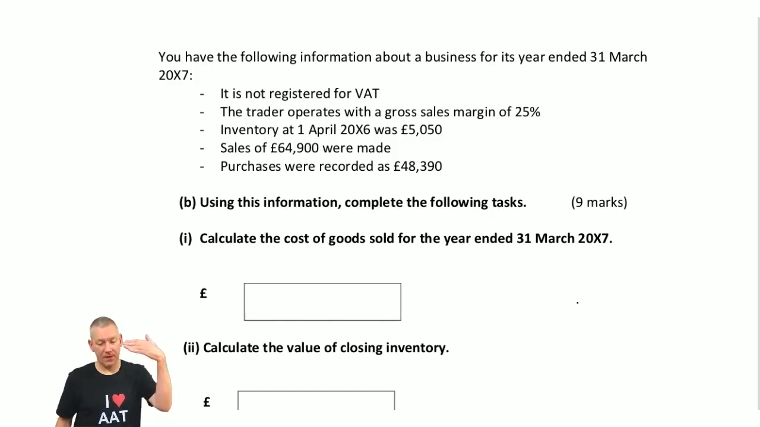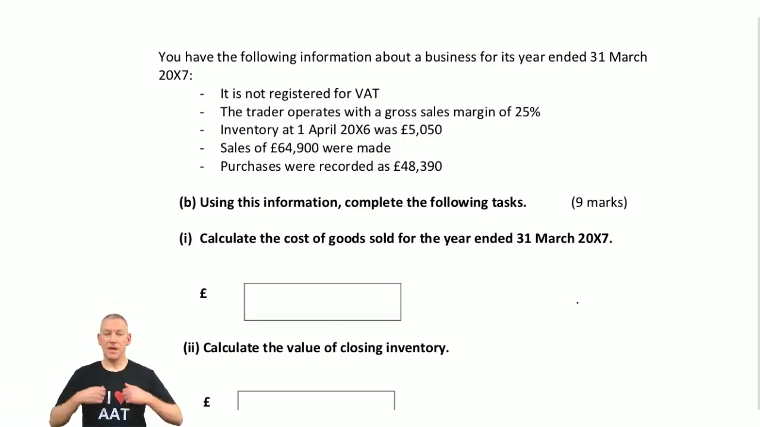Then we've got a figure for inventory, a figure for the sales, and a figure for the purchases. And we have a little play with the formula and see where it takes us. So using this information, complete the following tasks. Calculate the cost of goods sold for the year. So, we'll just say that again.